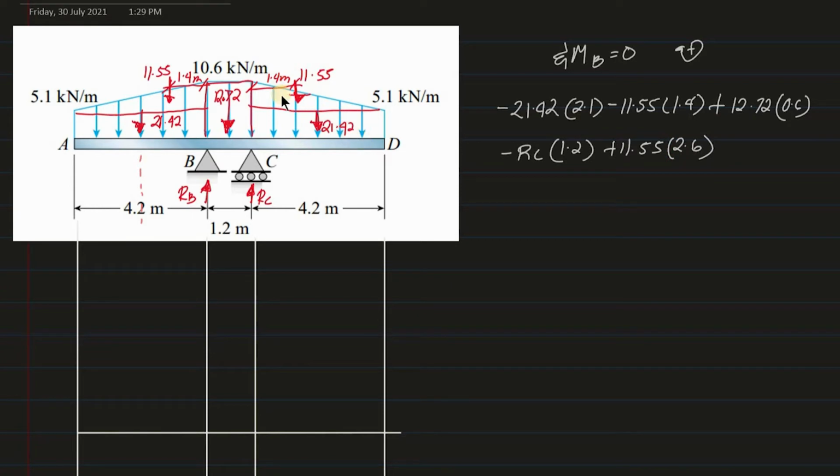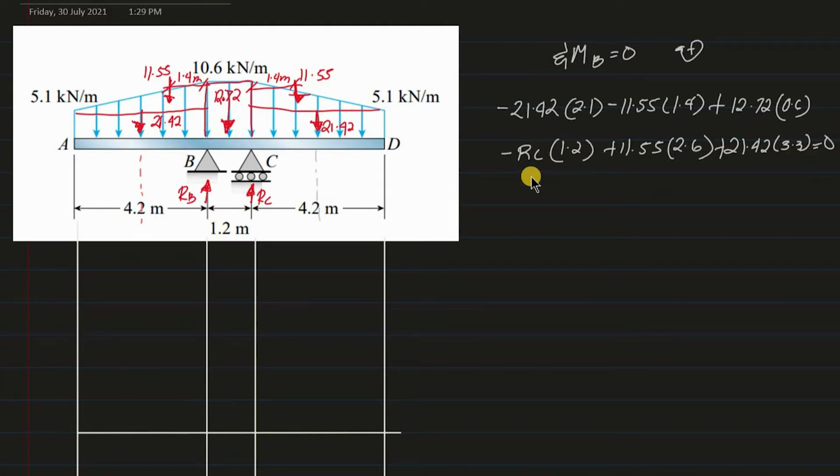Okay? And then, lastly, our 21.42 kilonewton load, it will create a clockwise moment. So, positive 21.42 times, anong distance niya papunta sa ating B? So, yung kalahati nito, kasi nga rectangle lang, 2.1, ito, plus 1.2 is 3.3. Alright, so is equal to 0.